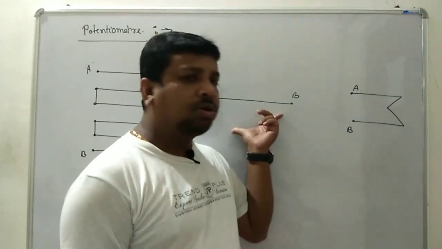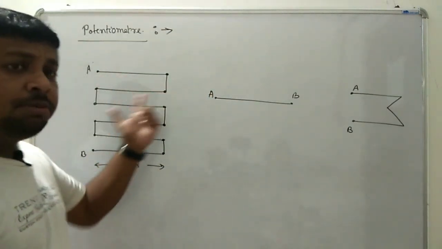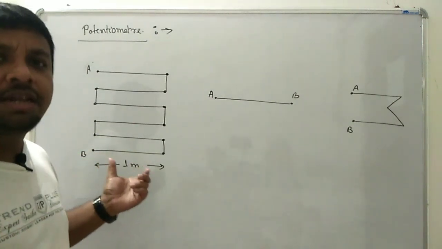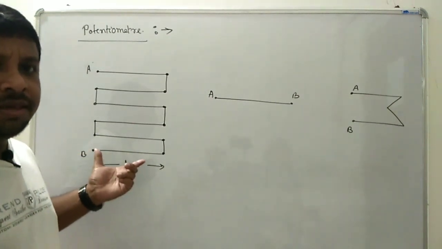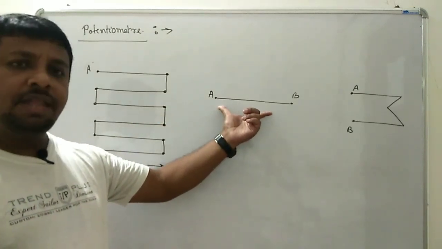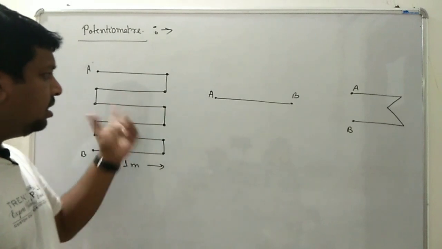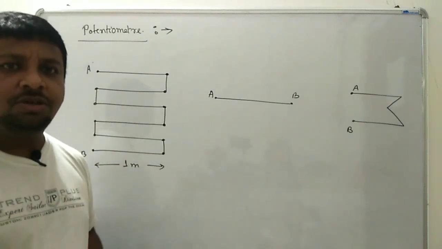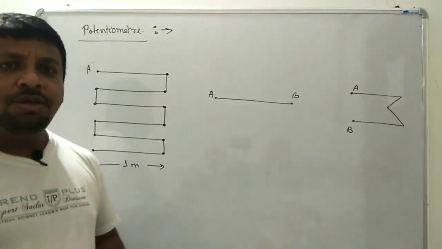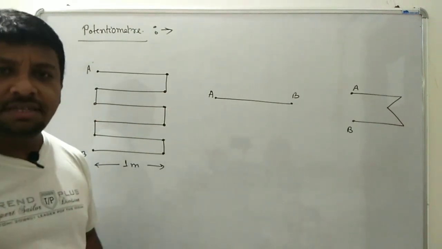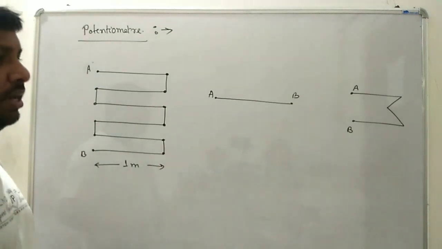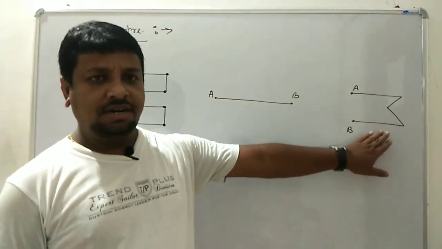The potentiometer has a 10 meter length of wire having uniform cross-sectional area. Therefore, it is connected in series, so it can be expressed like this. All are connected in series, that means in the same path, and series means a sum total. So in an electric circuit, it is considered like this.